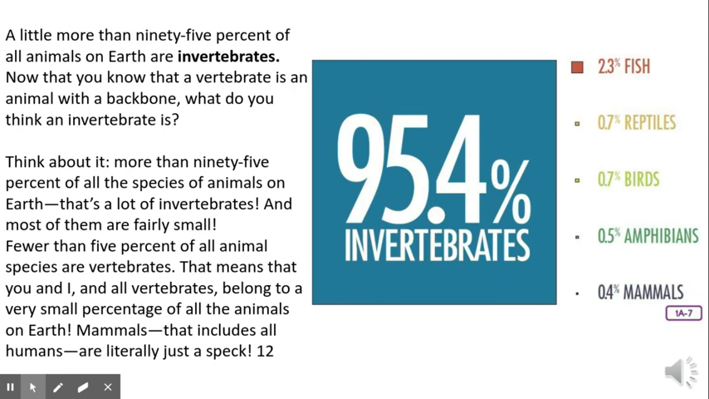Think about it. More than 95% of all the species of animals on Earth, that's a lot of invertebrates, and most of them are fairly small. Fewer than 5% of all animal species are vertebrates. That means that you and I and all vertebrates belong to a very small percentage of all the animals on Earth. Mammals, that includes all humans, are literally just a speck. So that's a lot of invertebrates.